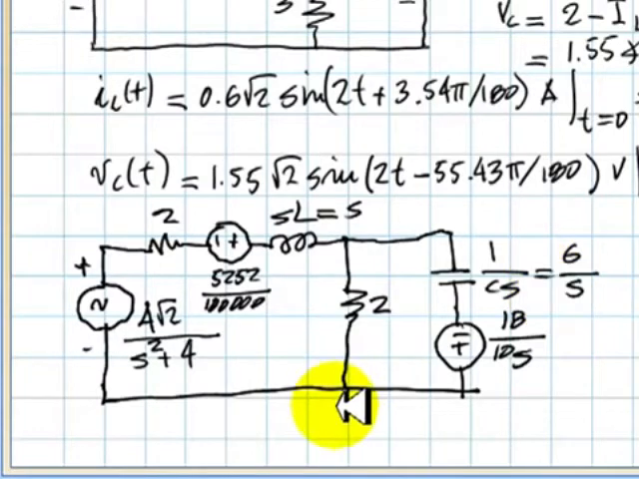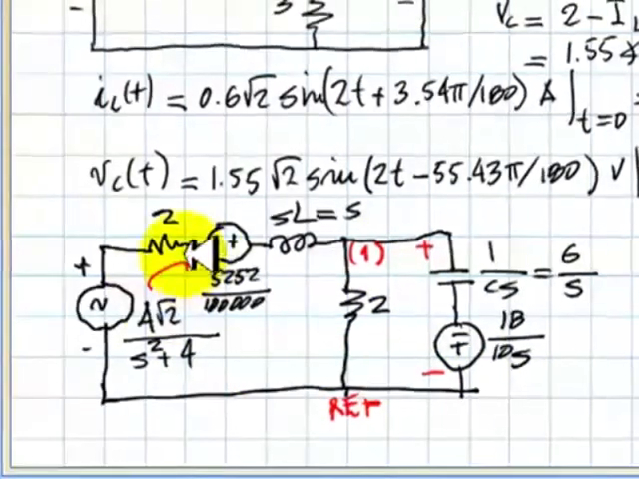I'll choose this as my reference node, and this is node number 1. What's the advantage of this choice? That when I find V1, V1 will be directly the voltage in the capacitor, which is this one. Please do not fall in the trap of believing that the voltage in the capacitor is the voltage in this impedance. No, because the capacitor is represented by these two elements, all right? So the voltage in the capacitor is from here to there, which in our case is V1.